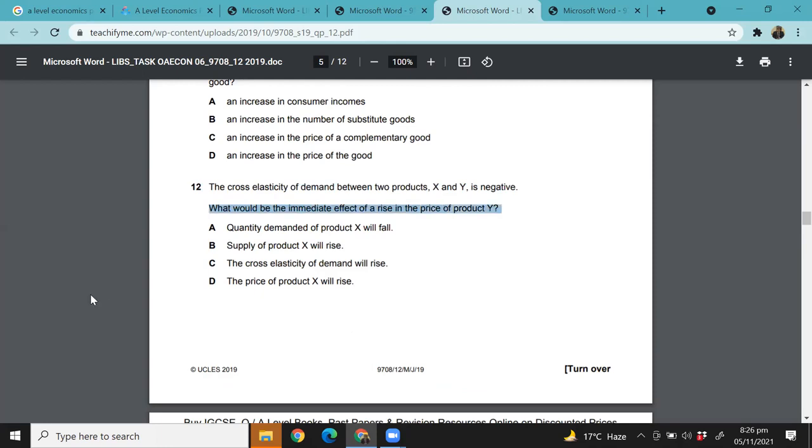So if product Y is getting expensive, what would be the immediate effect on the other good? The quantity demanded of product X will fall, supply of product X will rise, the cross elastic demand will rise, the price of product X will rise. X and Y are complements. Excellent. Yes, that's correct. So when the cross elasticity of demand between two goods is negative, that means that these are complementary goods.